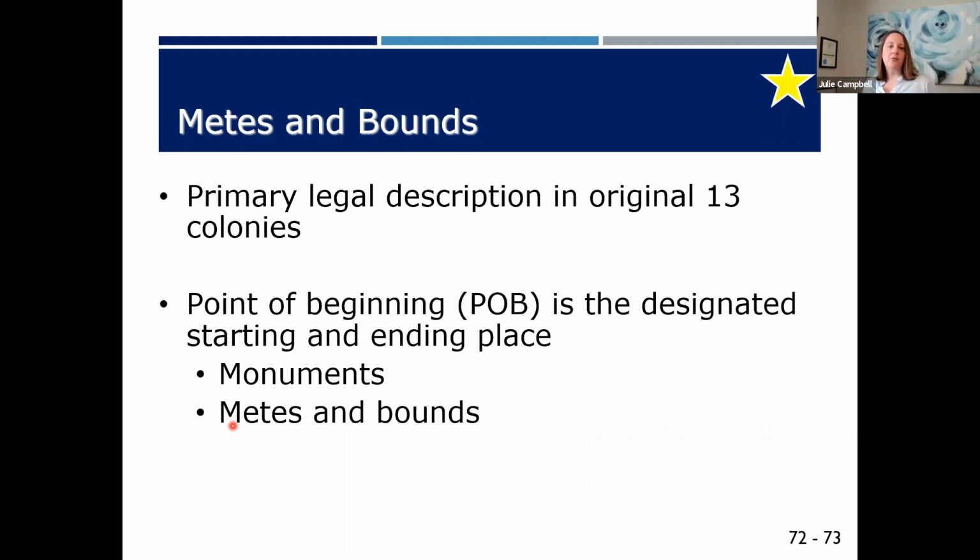Metes and bounds uses something called a point of beginning. The point of beginning actually serves as the starting and the ending place. So what we're going to do with the metes and bounds is start at the point of beginning, and take a tour of the perimeter of the property. We're going to go so far and then turn, and then turn and turn. We'll look at pictures in just a second.